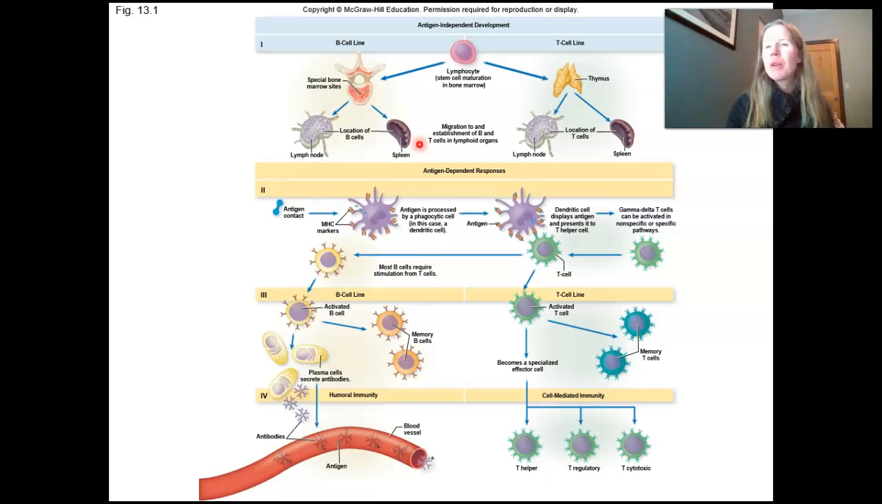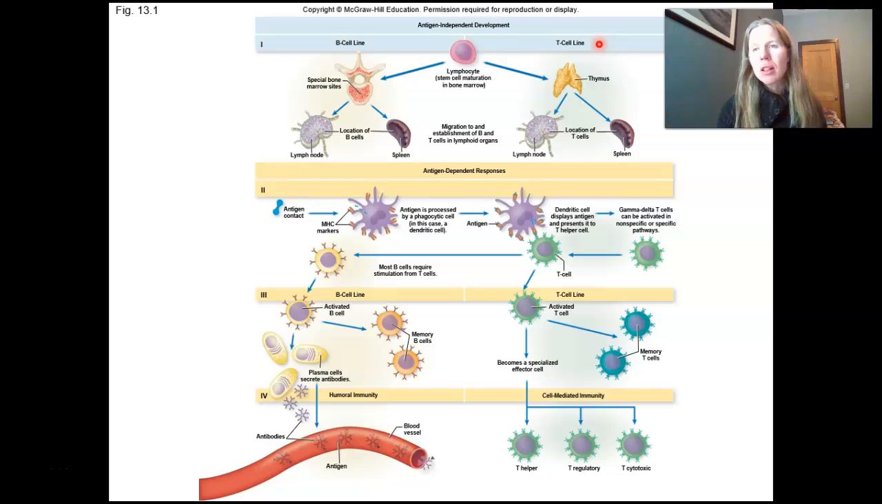Again, we'll go into a lot of these details, but this whole side, this B cell lineage, you'll often see people talk about what's called humoral immunity. The humors is an old-fashioned way of saying the fluids of the body. And so here we see antibodies going into the plasma, into the fluids, right, and circulating. So B cells are associated with humoral immunity.